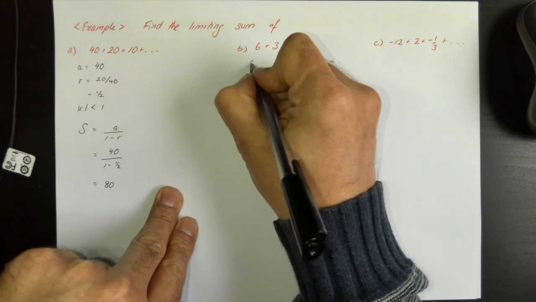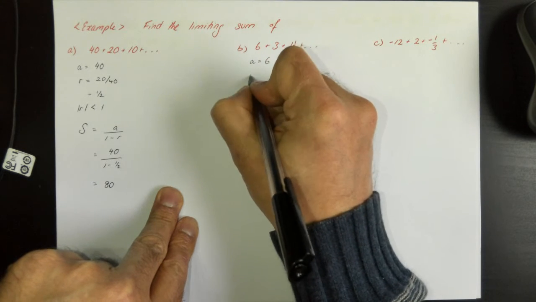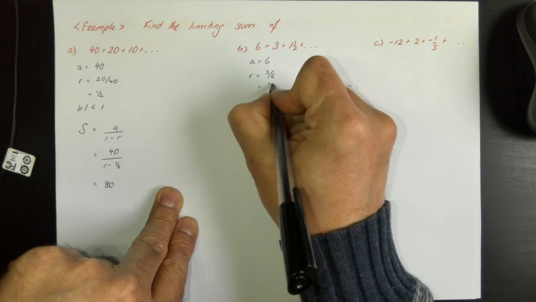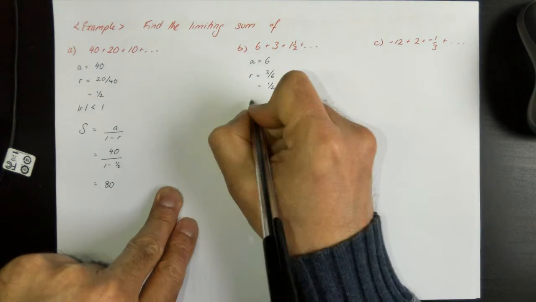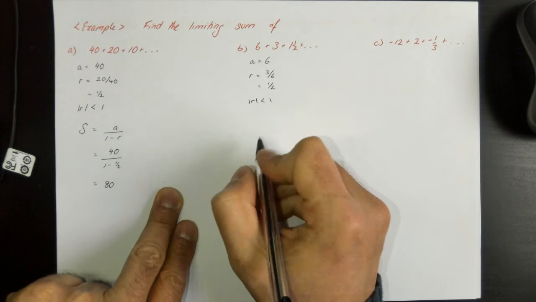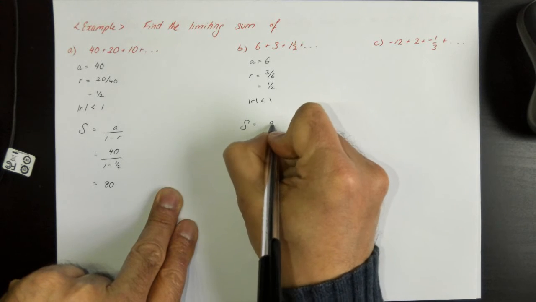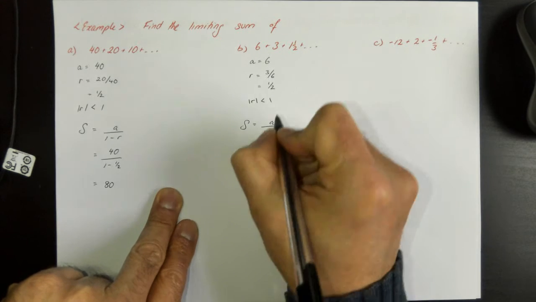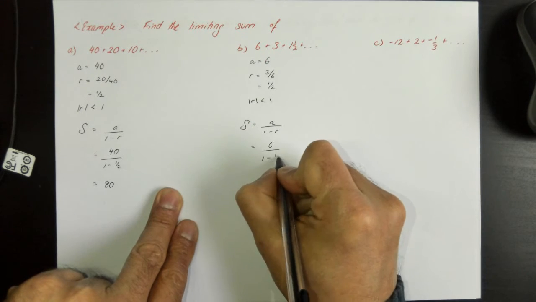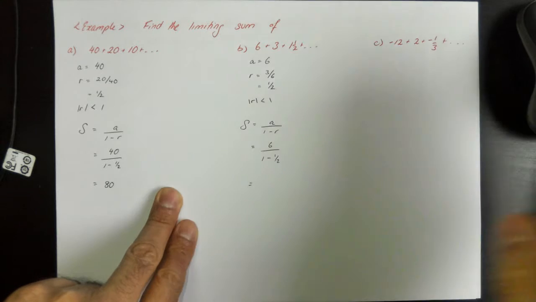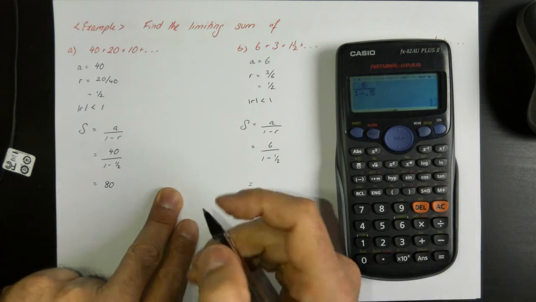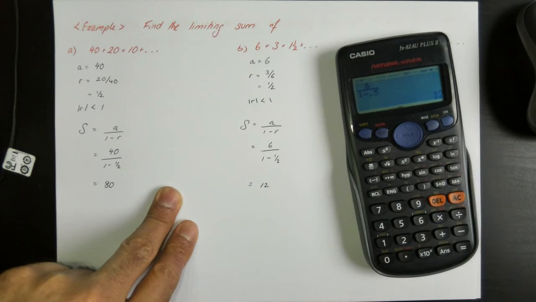Okay. Here I've got A is 6, R is 3 on 6, which is equal to a half again. I need to state that the absolute R is less than 1, so it's a fraction. I can use this formula. So A is 6, now R is a half. So 6 divided by 1 minus a half is 12.